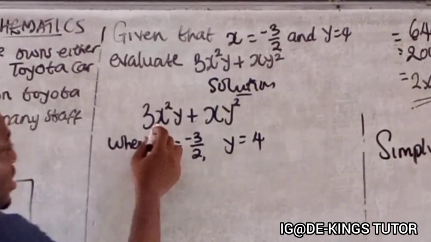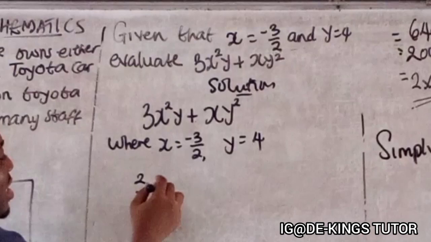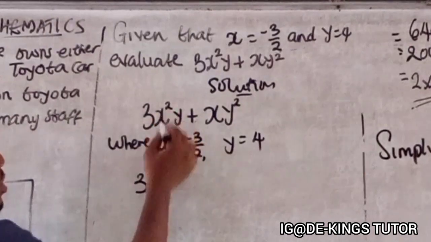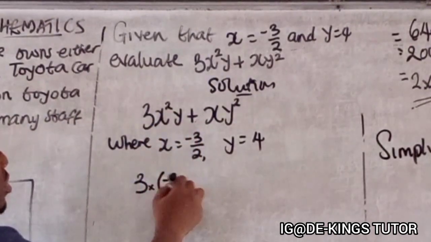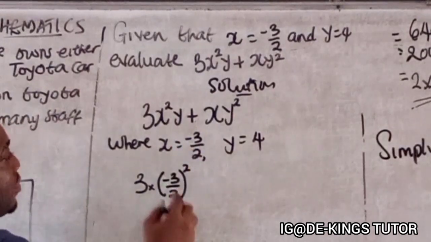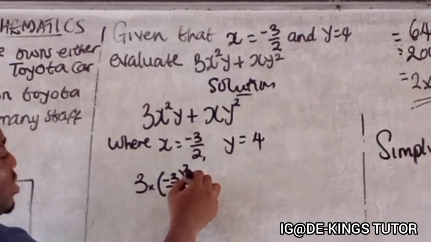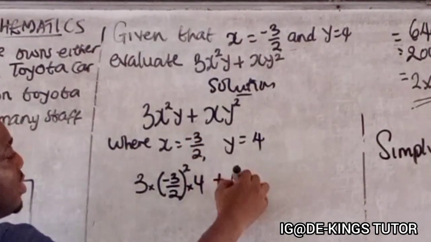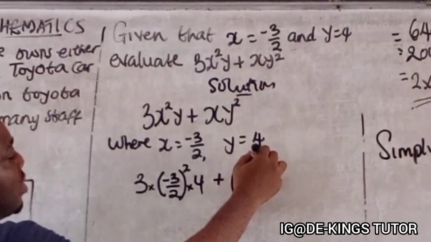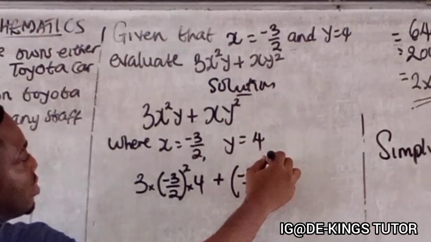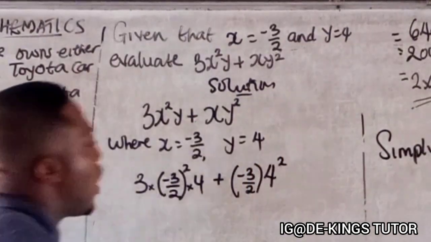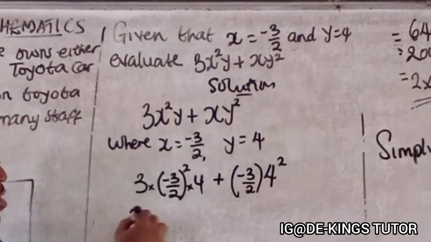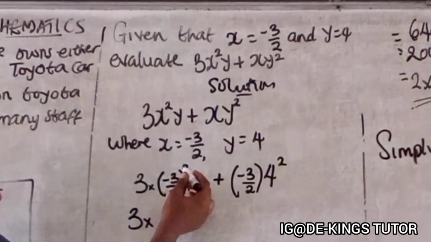We have 3 here, and this is x squared, same thing as times. So if I see x, I place minus 3 over 2. So I have minus 3 over 2 all squared. Then y, our y is what? 4. Plus our x is minus 3 over 2, and our y is 4 squared.